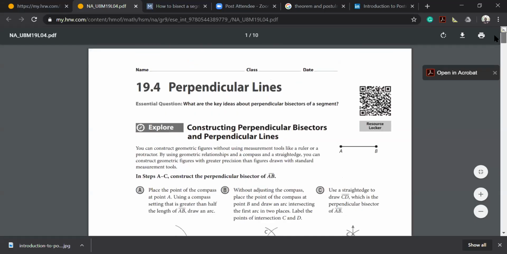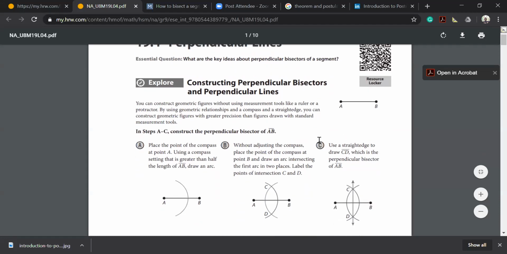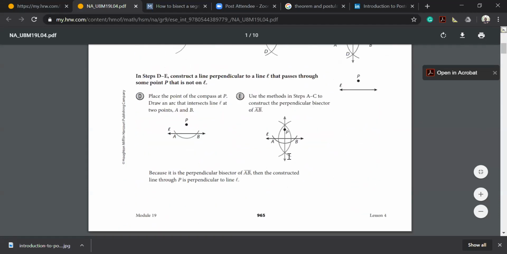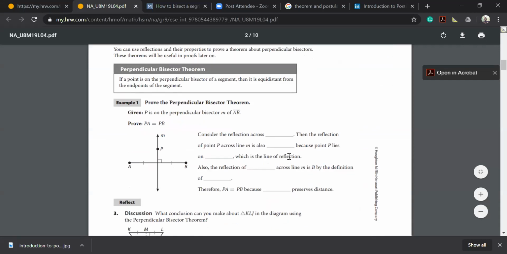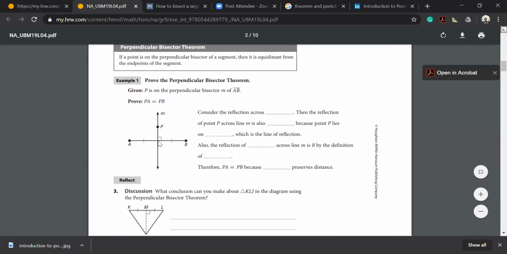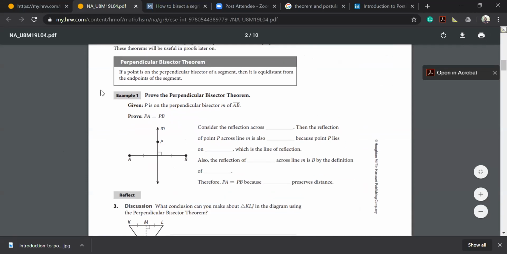Okay, girls. Lesson 19.4 is called perpendicular lines. What is a perpendicular line? Perpendicular lines means when two lines intersect together and they form an angle of what? 90 degrees. Perpendicular lines is when you have two lines intersecting together, just like in here, and when they are intersecting, they form an angle of 90 degrees. This is called perpendicular lines.